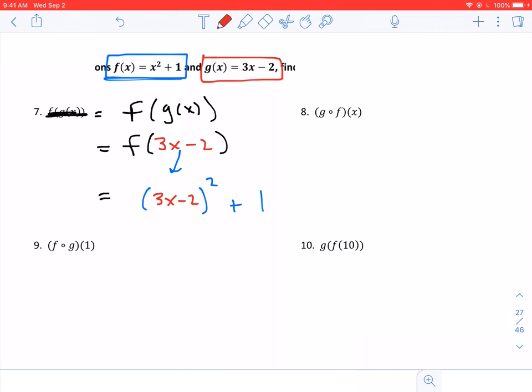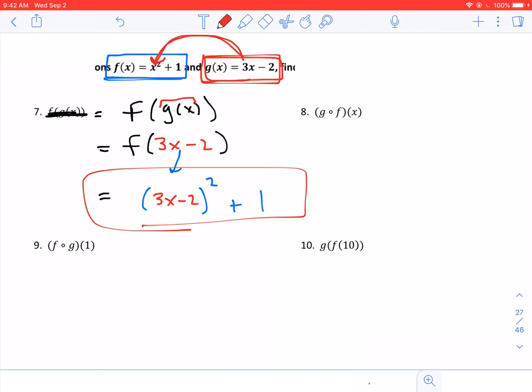Okay? So literally, to find f of g of x, we're taking g of x, plugging it into f of x, taking the inside function g of x and plugging it into the outside function f of x. And when I take this 3x minus 2 and plug it into f of x, I will get here. And then the rest is up to me to simplify this and get a final answer. So hopefully you're okay with how we get to this stage, 3x minus 2 squared plus 1.